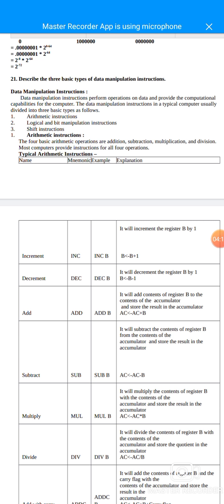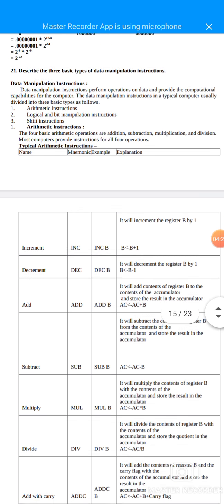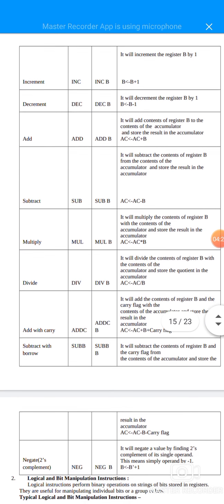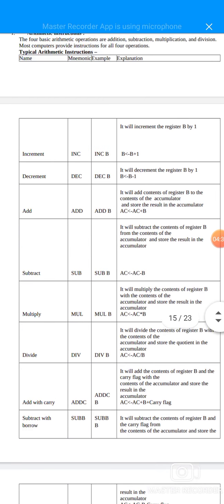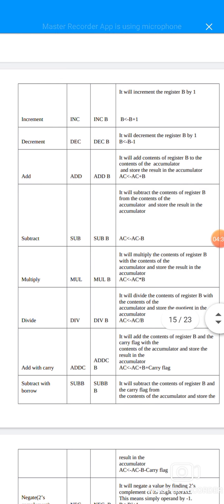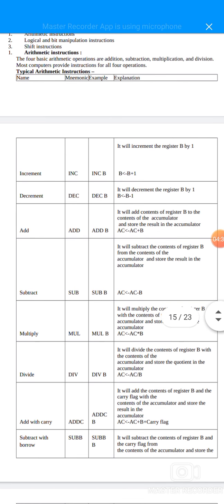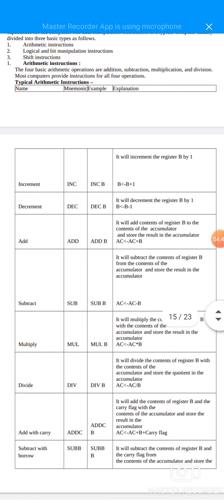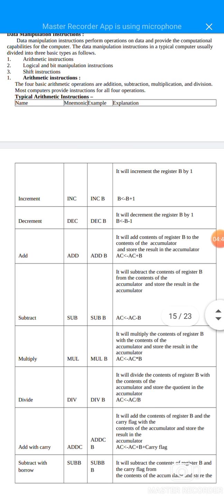First one is arithmetic instructions. The four basic arithmetic operations are addition, subtraction, multiplication and division. Most computers provide instructions for all four operations. Name, mnemonic, example and explanation will be given on the screen. Names are increment, decrement, add, subtract, multiply, divide, add with carry, subtract with borrow. Mnemonics are INC, DEC, ADD, SUB, MUL, DIV, ADDC, SUBB. And examples are INC B, DEC B, ADD B, SUB B, MUL B, DIV B, ADDC B, SUBB B. The explanation is given on the screen.